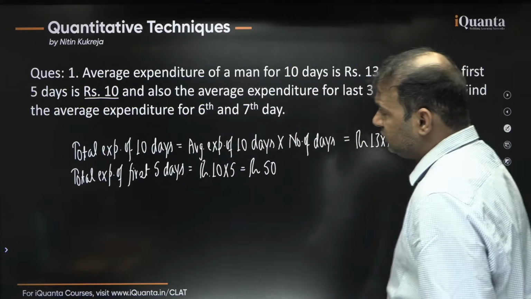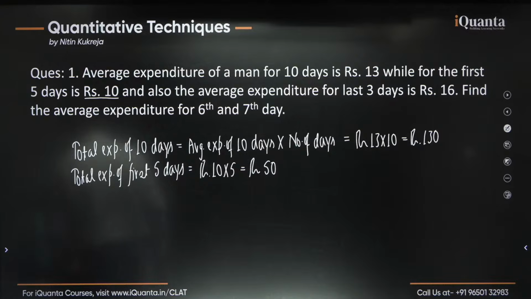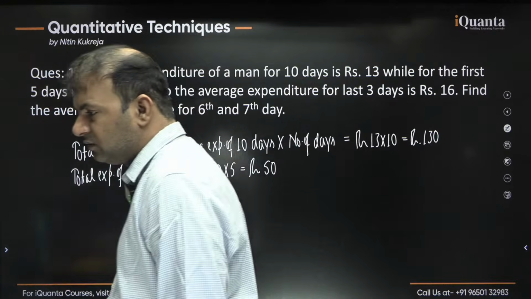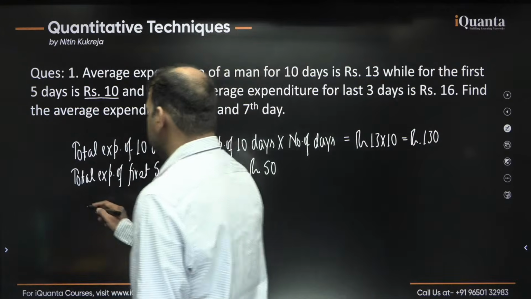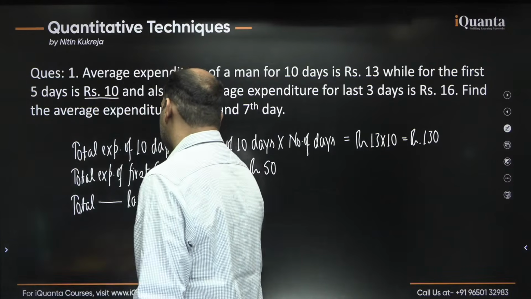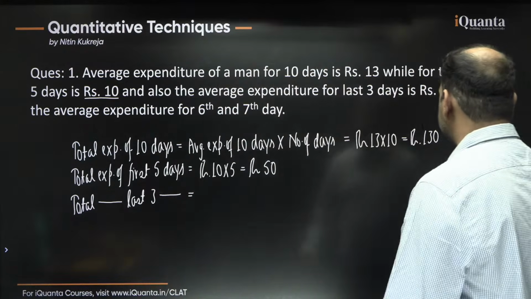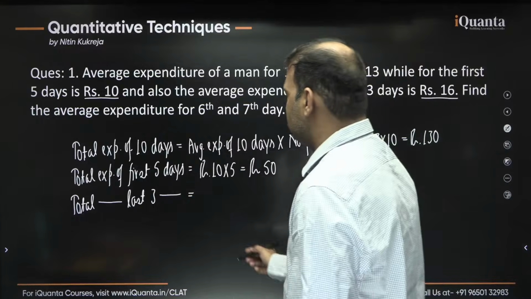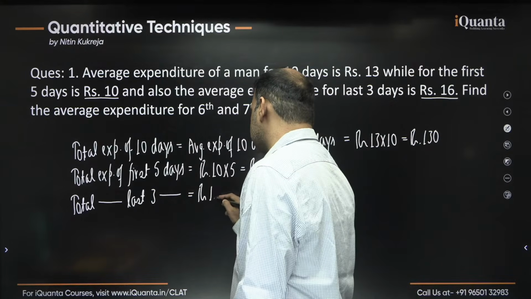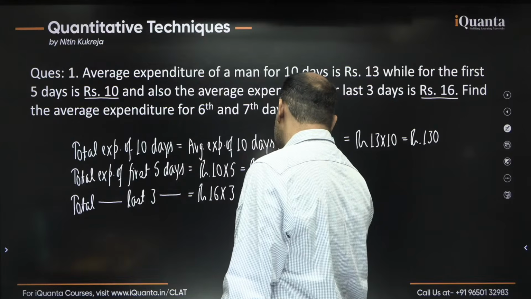Similarly, we can do the total expenditure of the last 3 days, right? Okay, let's see what will be the total expenditure of the last 3 days. See, the average of the last 3 days is 16, right? And the number of days is 3, so we can find this as well, 16 times 3, which has to be rupees 48, right? Simple, okay?